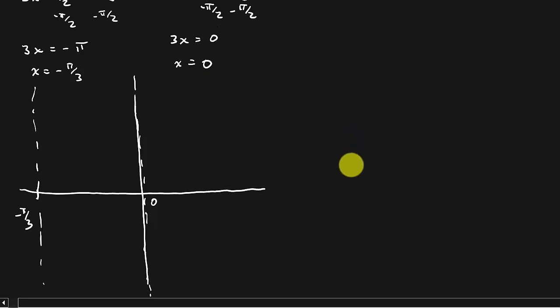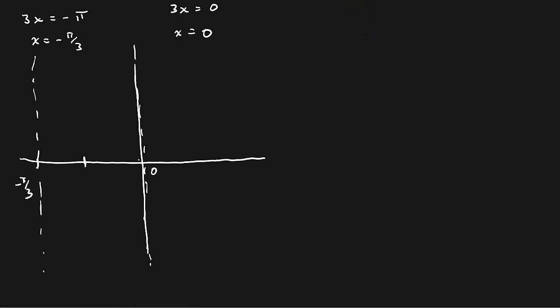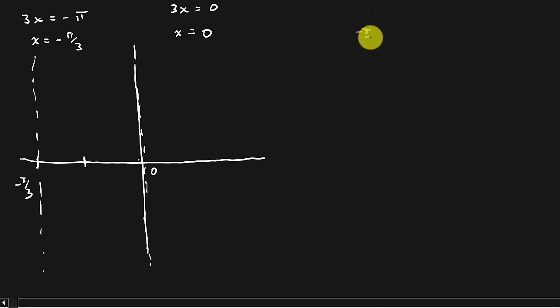All right, so let's see what we've got. So now we need to break this up into 4 equal intervals. So I need the midpoint here. So that's what? Negative pi over 3 plus 0, which is negative pi over 3, and then a half of that.